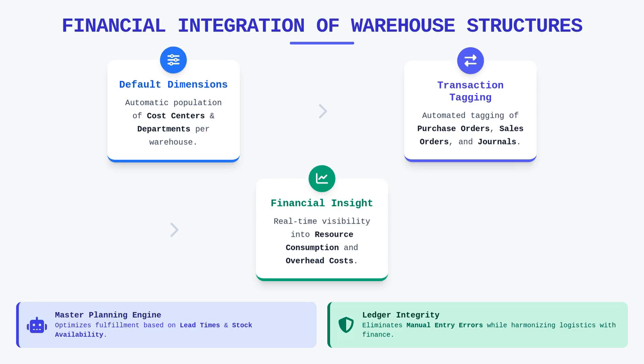These settings are not merely for show. The master planning engine reads these parameters to decide which facility is best positioned to fulfill a customer order based on lead times and stock availability defined at the warehouse level. By streamlining these cross-facility stock movements, you effectively harmonize your physical logistics with the firm's overall financial objectives.